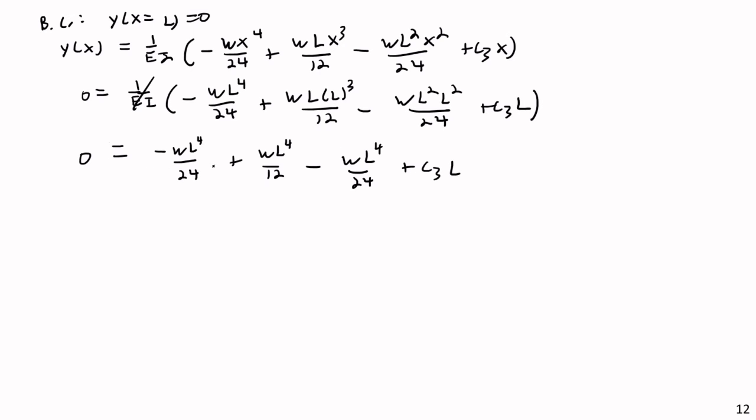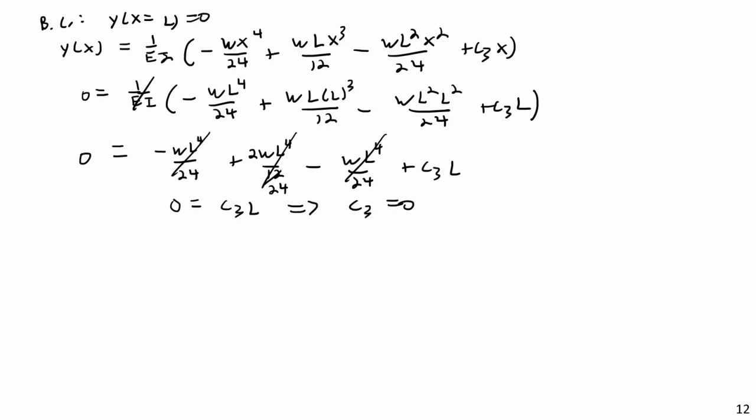Now, take a look at this. If I get rid of over 12, if I just do a factor, if I put a 24 there, I could put a 2 here. So now these are all in 24ths: 2 24ths minus 1 24th and minus 1 24th, all this stuff just goes away. So 0 equals C3L, and therefore C3 is equal to 0. So that one's not too bad.